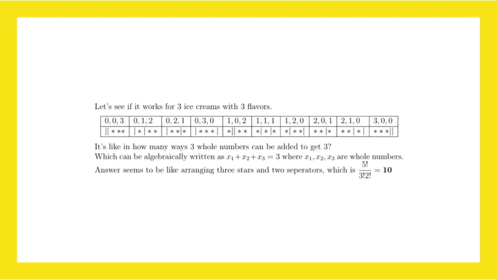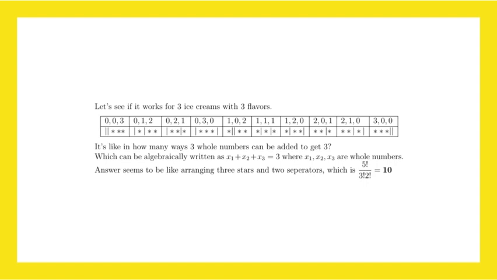Let us see if it works for 3 ice creams with 3 flavors. These are the 10 different ways by which we can buy 3 ice creams with 3 different flavors. It's like asking in how many ways 3 whole numbers can be added to get 3. Algebraically, it is x1 plus x2 plus x3 is equal to 3, where x1, x2, x3 are whole numbers. The answer is arranging 3 stars and 2 separators, which is 5 factorial upon 3 factorial into 2 factorial, which is equal to 10.